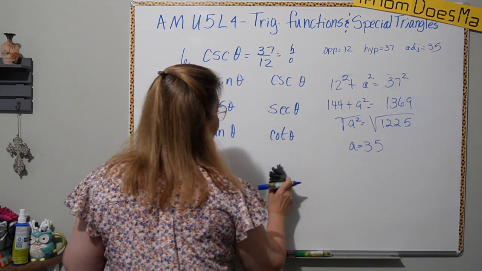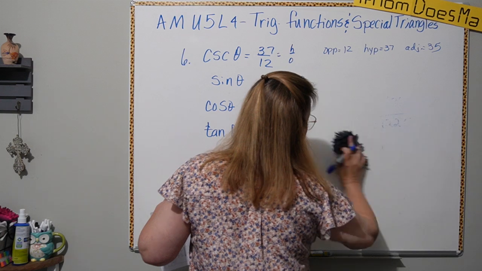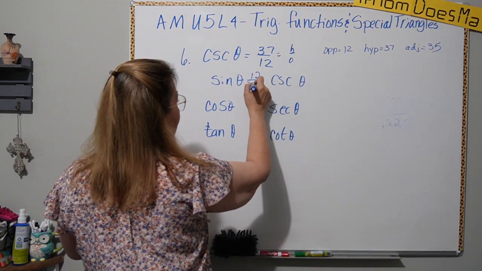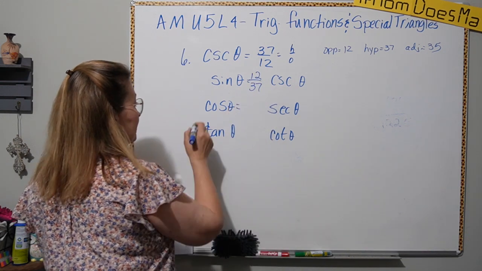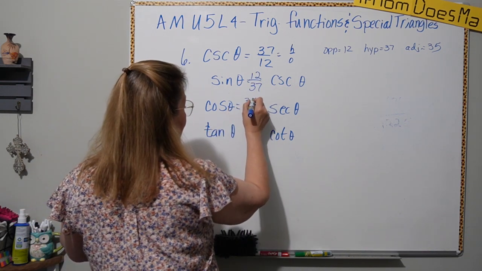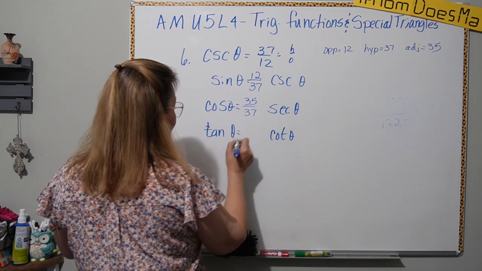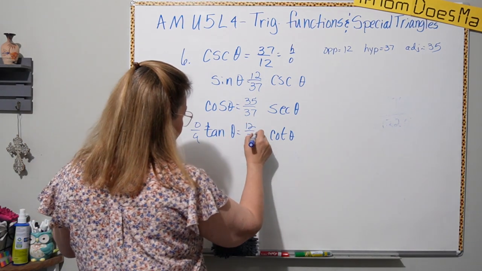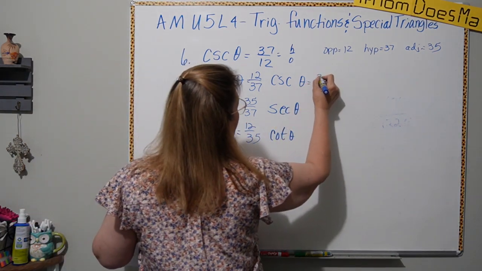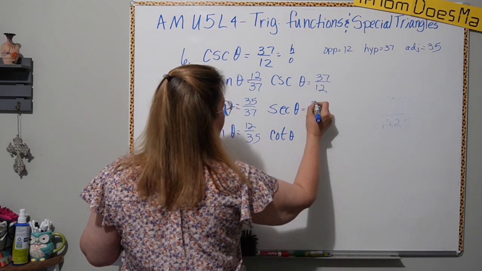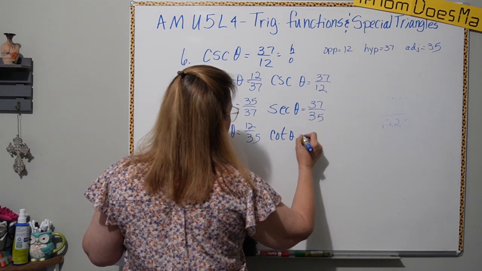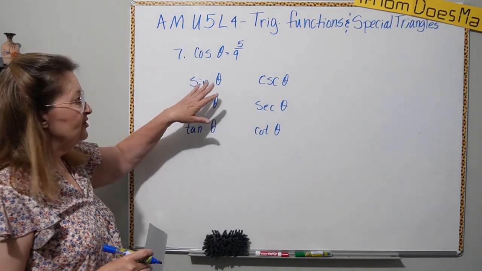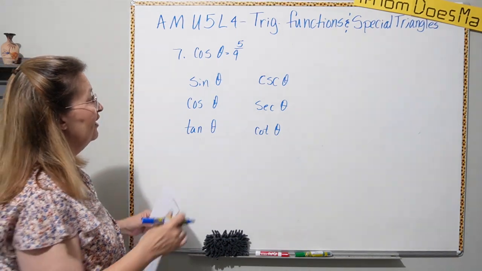And there you have everything that you need to fill in your 6 functions. Sine is opposite over hypotenuse, and it won't reduce. Cosine is adjacent over hypotenuse, 35 over 37, and tangent is opposite over adjacent. So that's going to be 12 over 35. All right, let's flip them all. So this will be 37 over 12, and this will be 37 over 35, and this will be 35 over 12.